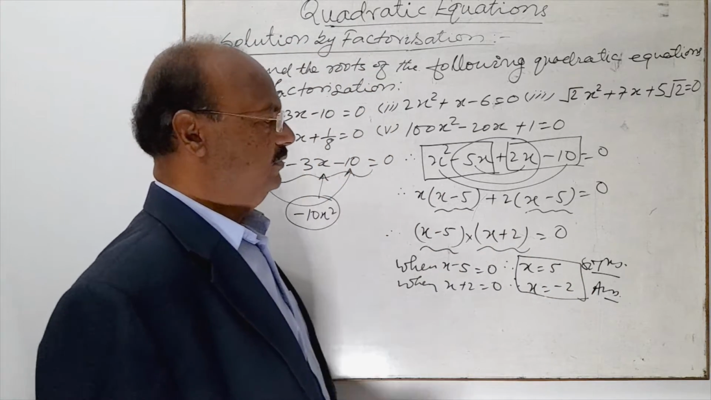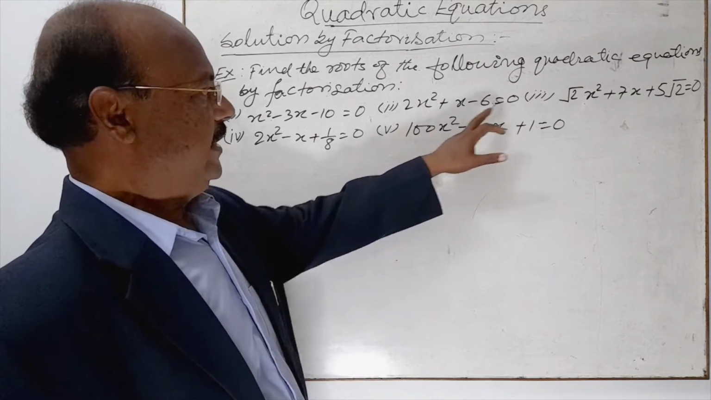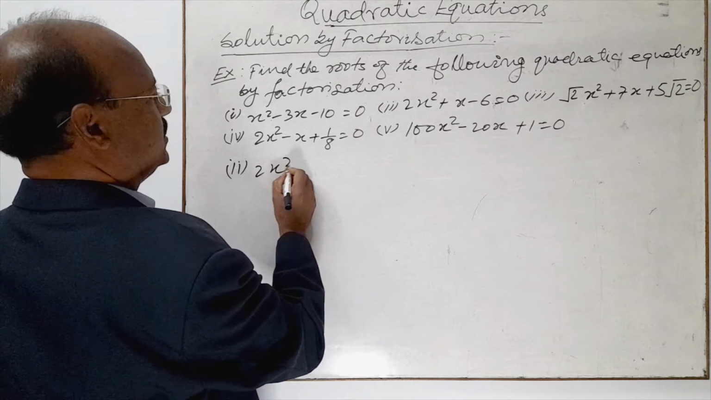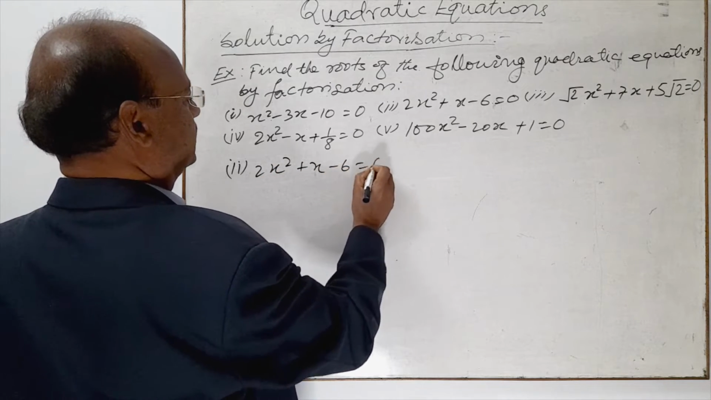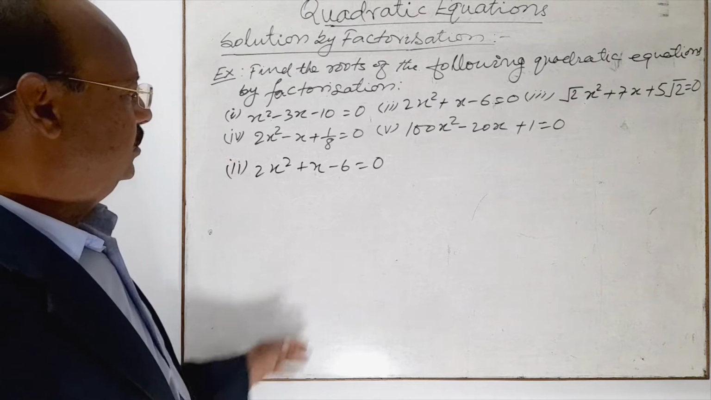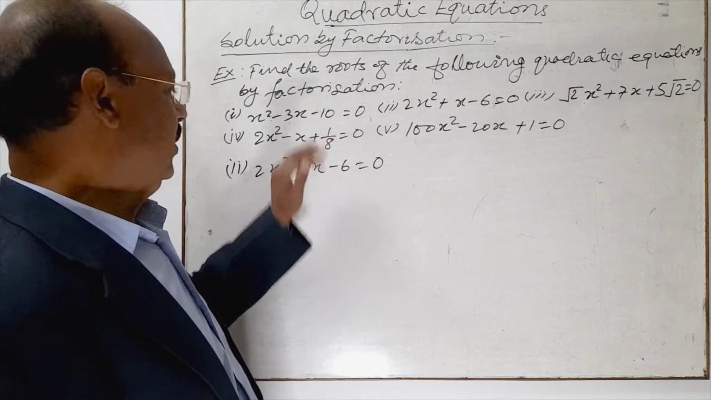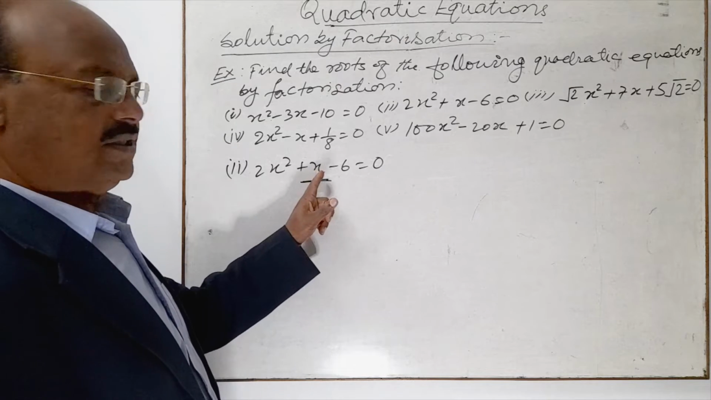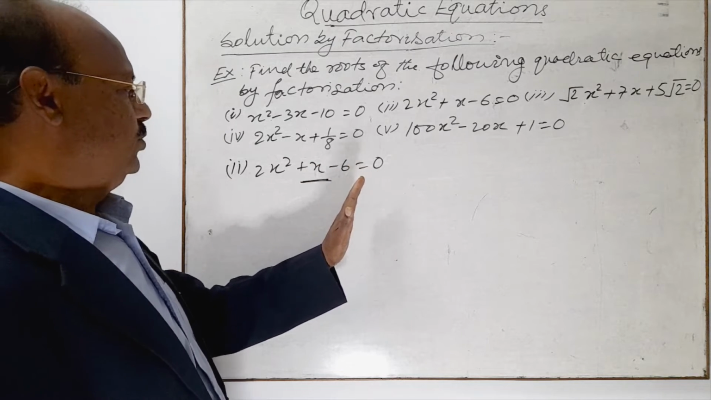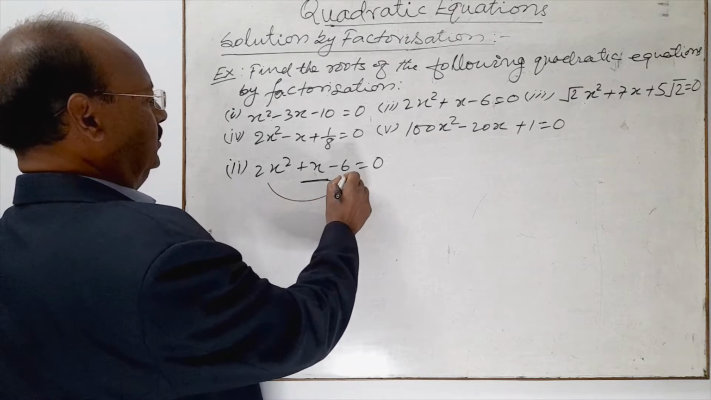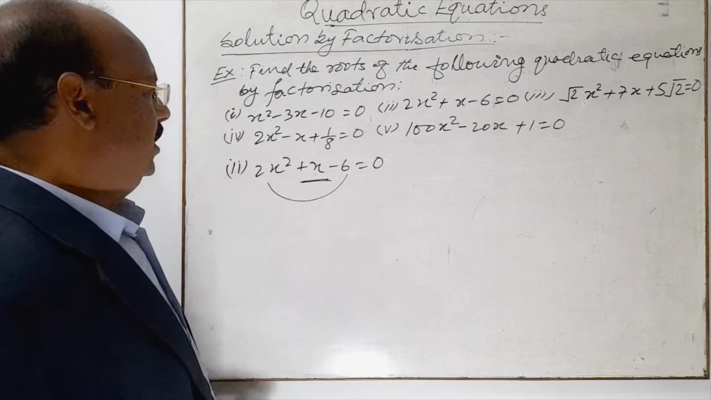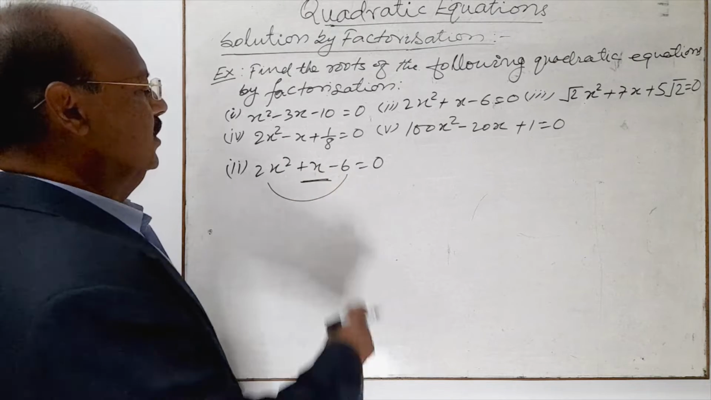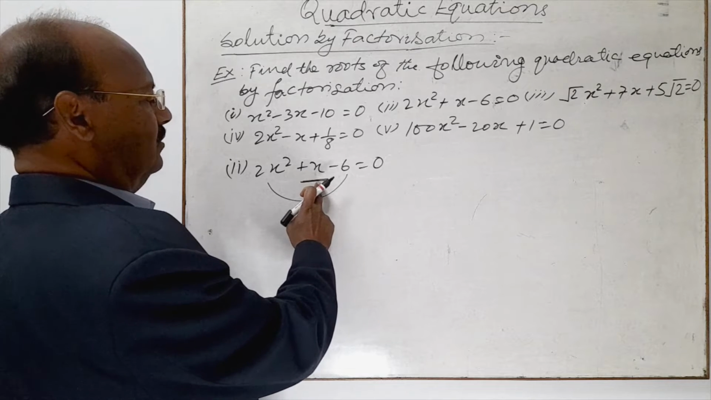Clear? Now we'll see the next question. Here the second question is 2x square plus x minus 6 is equal to 0. As we discussed in the first question, first of all, we will split up this middle term x into two parts so that the product of these two parts will be the same as the product of the first and last terms, I mean minus 12x square.